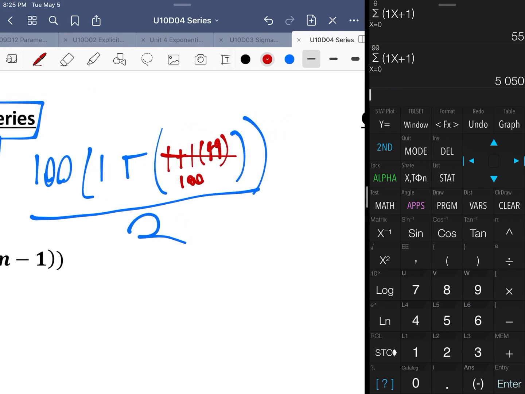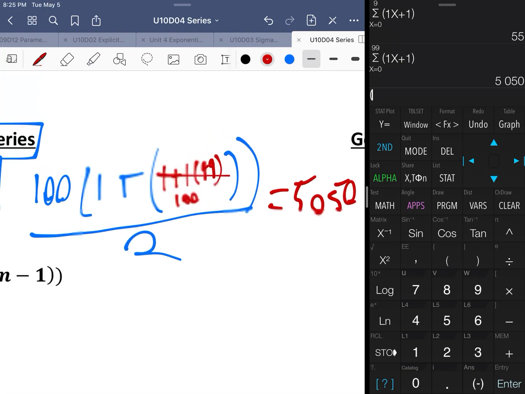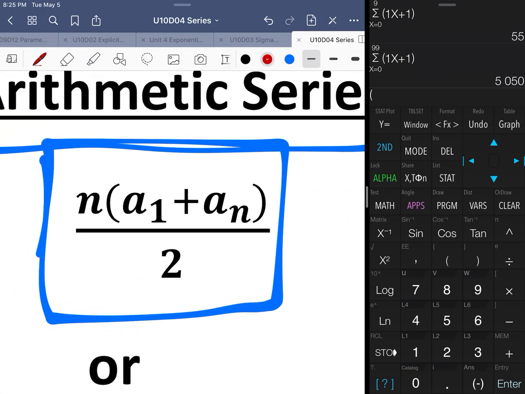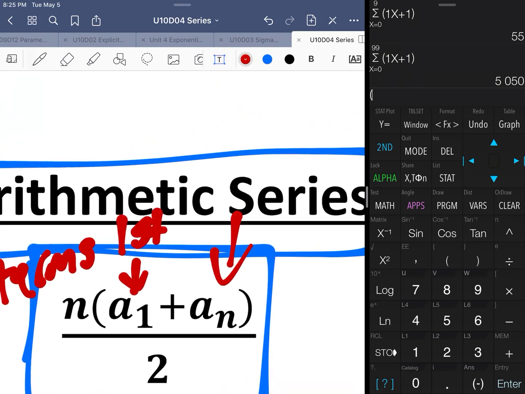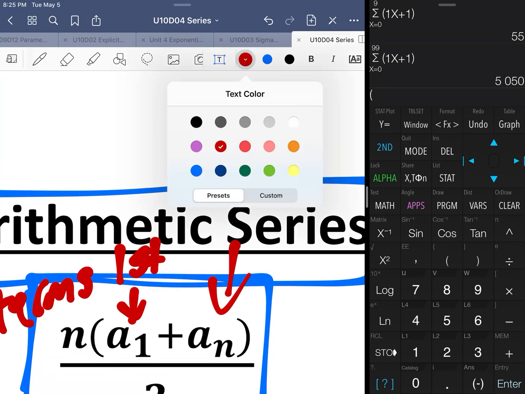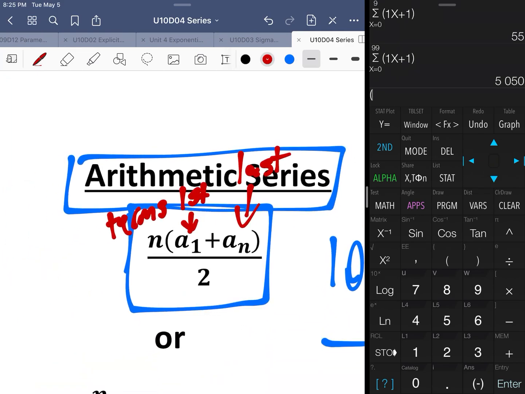So if I add those, I get 101. 101 times 100 is going to be 10,100. Divide that by 2, I get 5050. So the rule is just the shortcut version of this. n is the number of terms, however many terms you have. A1 is the first term. An is going to be the last term. So it's the first term plus the last term times the number of terms, all divided by 2.